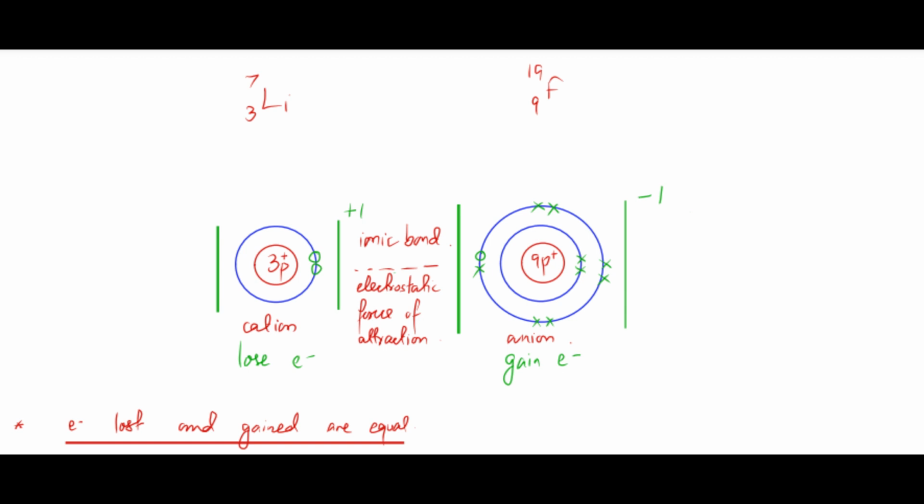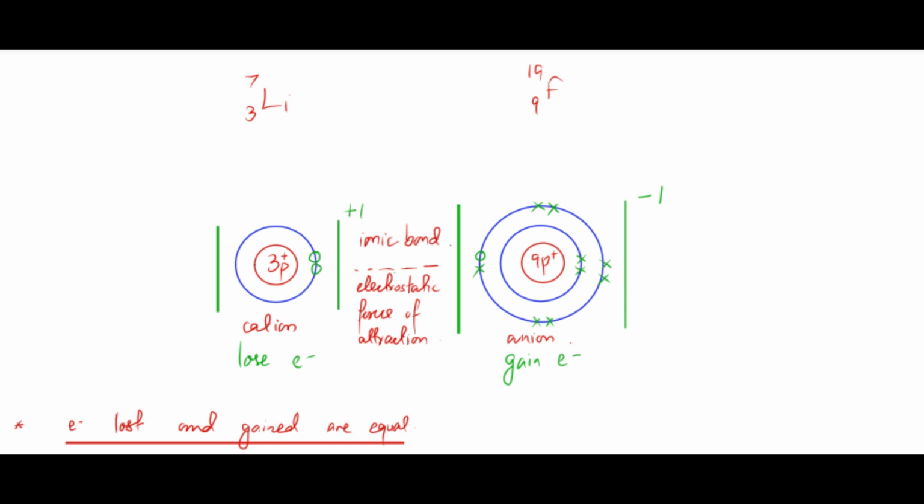It becomes a fluoride ion as soon as it gains an electron from the lithium atom, and has an overall charge of -1. As opposite charges attract each other, an electrostatic force of attraction develops between lithium and fluorine and an ionic bond is formed. So this bond, which is formed by the complete transfer of electrons from a metal to a non-metal, is called an ionic bond.